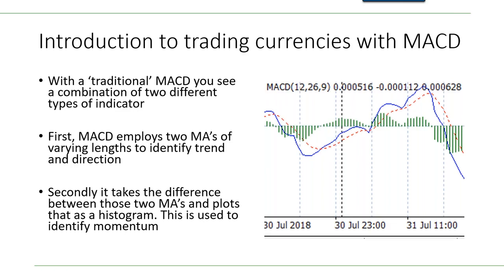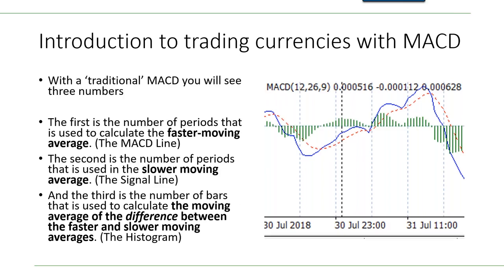Firstly, the MACD employs two moving averages of varying lengths to identify the trend and the direction. And then on the traditional MACD, it takes the difference between those two moving averages and plots that as a histogram, and this is used to identify momentum. If you're not sure what a histogram is, it would be the vertical green bars that you would see on this little chart to the side. So effectively it's a couple of indicators in one: the two moving averages to give you trend and direction, and then the histogram to identify momentum.